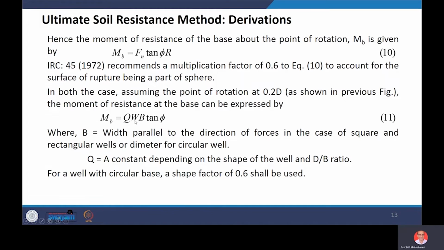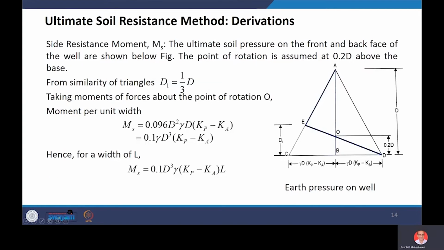Fn is this, F1 into R is replaced by Q into WB. So ultimately the moment of resistance is given from this relation, and this B is the width of the valve, which we have already discussed, and for a circular base Q should be 0.6, otherwise Q needs to be calculated from the table. Continue with that. Now continue with this derivation part, side resistance MS.